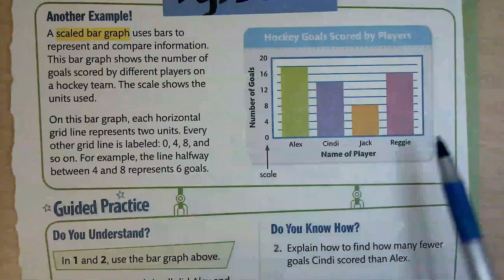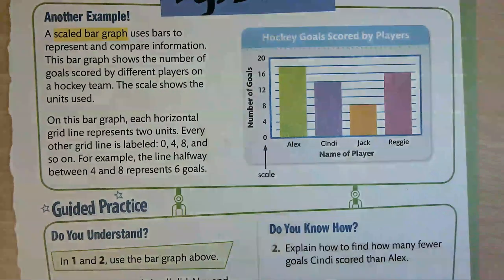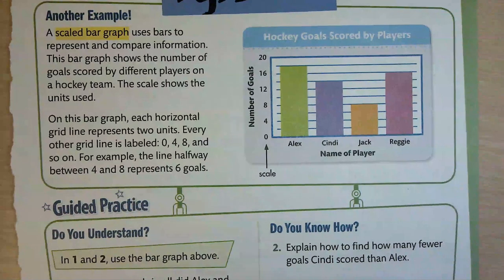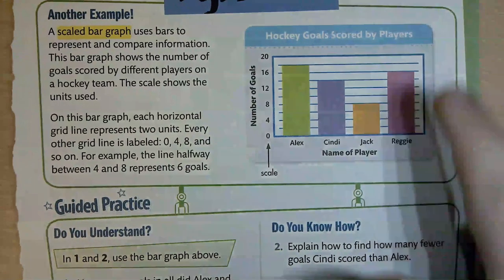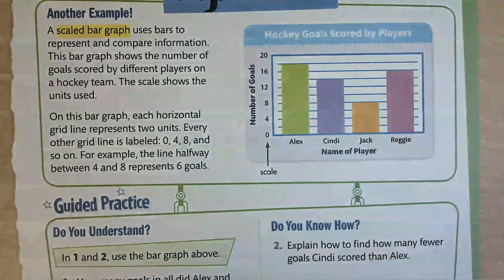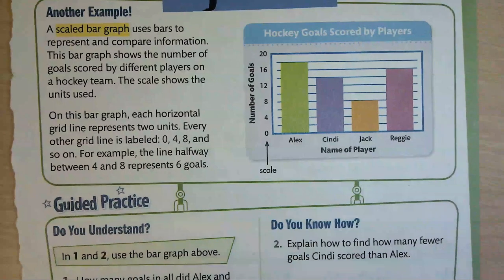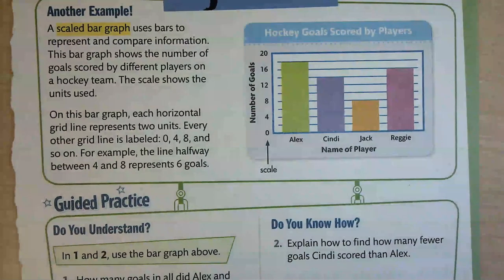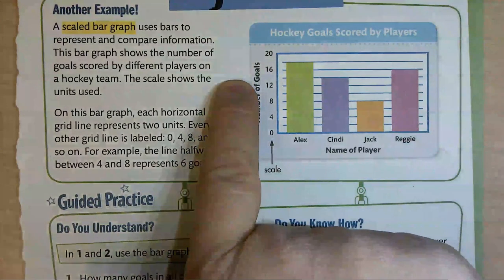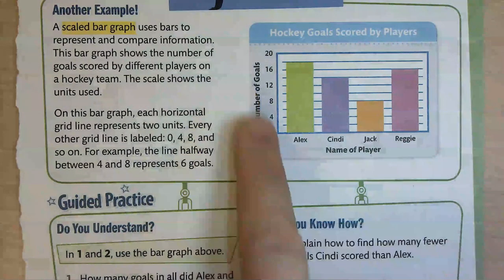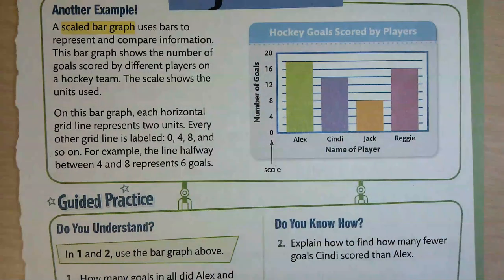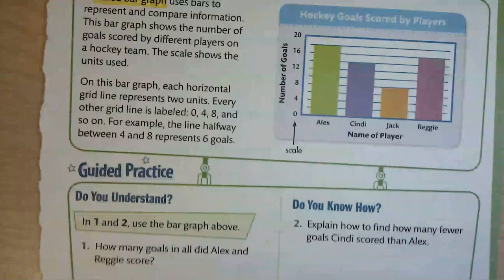Could you put your finger on, this is our bar graph. Could you put your finger on the title of our bar graph? What's the title of our bar graph? Well, our title is up here. Hockey goals scored by each player. All right. Where would I find the number of goals that they scored? Well, that would be over here where it says number of goals, right? And then where would I find the name of the players? That's going to be down here along the bottom. So these are the different parts of our bar graph, which help us out. So now we can go ahead and check out down here.